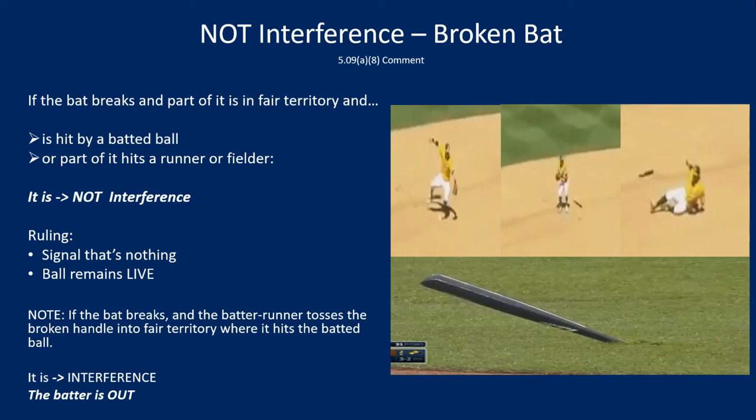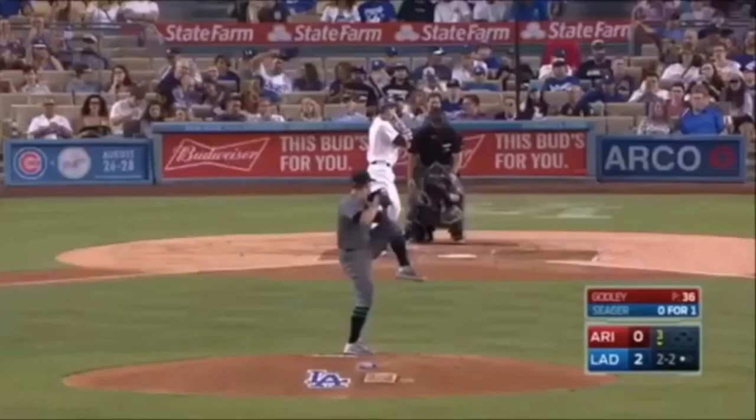Now, the one little exception to this is when the bat breaks, if the batter were to throw the handle part into play and interfere with someone, we would then call them out for that. The batter is in control of the handle part because that's what's in their hands. So if it had been the handle instead, we would have called the batter out. But if it is the piece that's broken off and the batter just drops the handle, it's not interference. So you're going to have some game management and some explaining to the coaches and managers, but it would be not interference. Let's take a look.